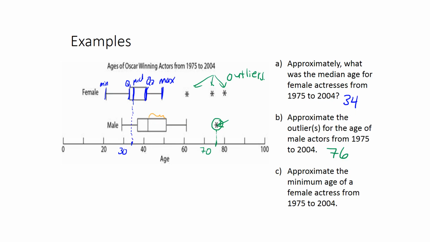The last question says approximate the minimum age of female actresses from 1975 to 2004. We want the minimum female age, and this is the minimum, which looks like 20, or maybe even a little bit more than that. Maybe we'll go with 21, somewhere around there. If you have 20 to 22, that seems pretty reasonable.